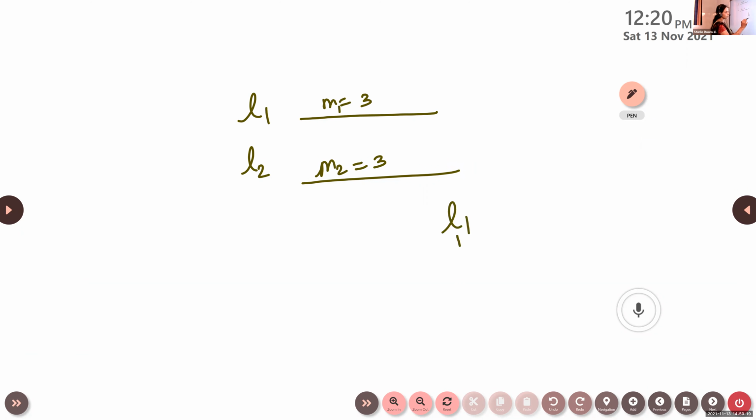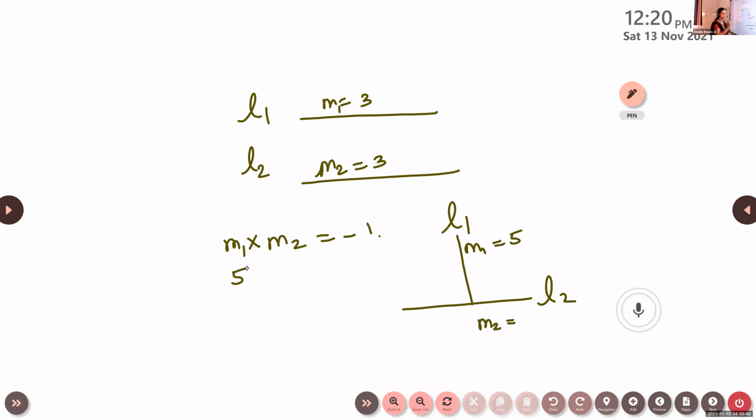Suppose L1 is perpendicular to L2. Perpendicular means they are at 90 degrees, isn't it? Angle between them is 90 degrees. Suppose slope of the first line is 5. What will be the slope of the second line? If they are perpendicular, M1 into M2 is -1. So M1 is 5, 5 into M2 is -1. Therefore, what will be the slope of the second line?